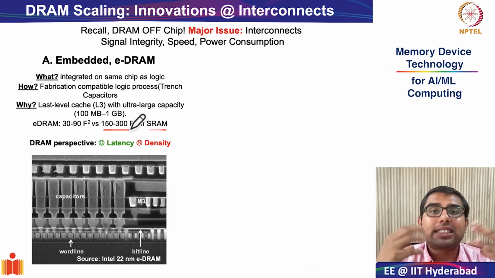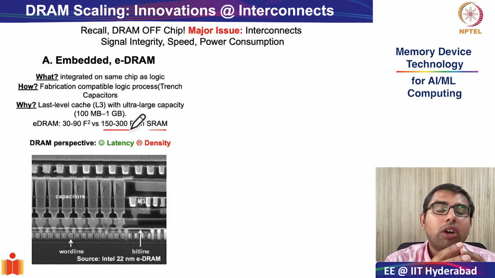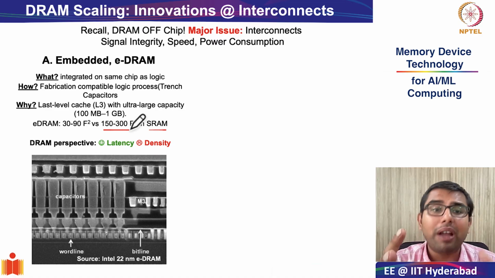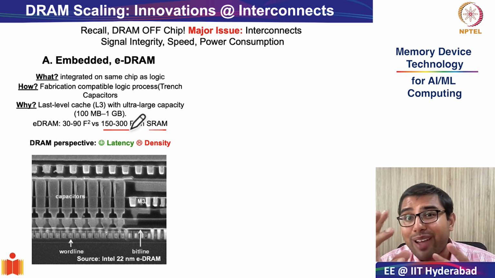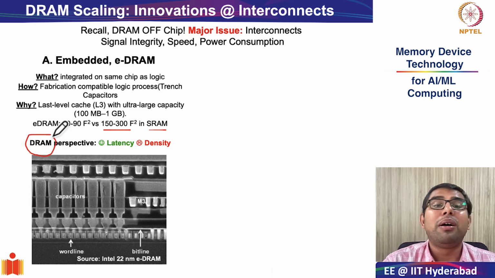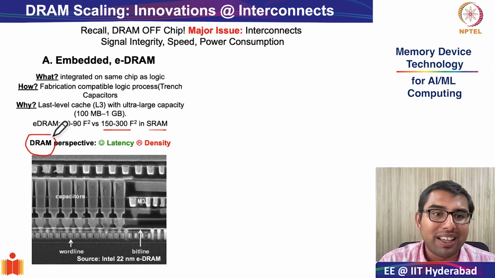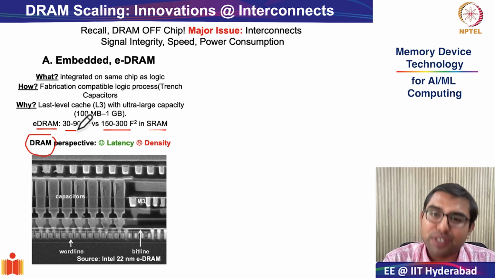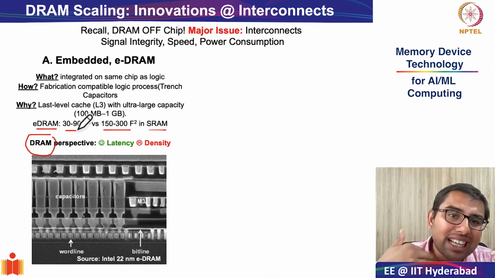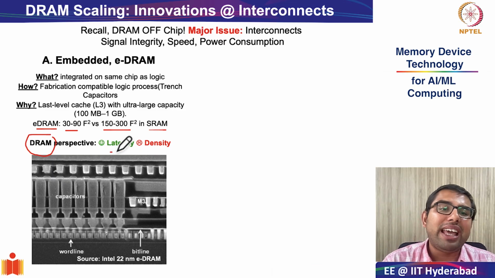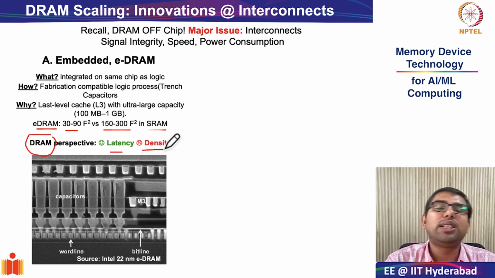So effectively, for the same area that an SRAM cell needs, you will be able to fit close to 3 times or 4 times or 5 times the number of EDRAM cells, therefore improving bit density. So from the perspective of SRAM, it looks very, very promising. But from your regular DRAM perspective, 1T, 1C off chip, it looks not very good because EDRAM technology is still 30 to 90 F squared, whereas our regular DRAM technology is just 6 F squared.